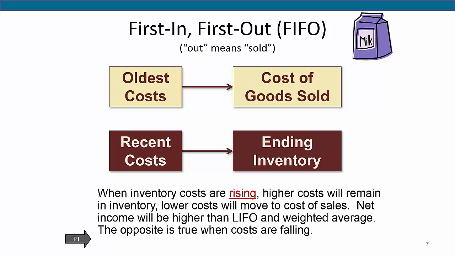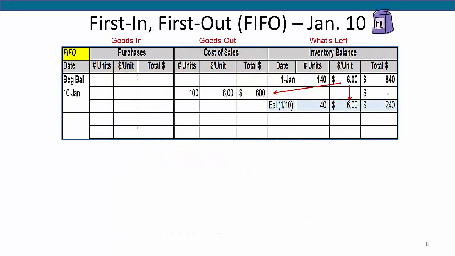Net income will be higher than under LIFO and under weighted average. And the opposite is true when inventory costs are steadily falling, as we'll see in our example. To best remember FIFO, think about how a grocery store wants to sell its milk and meat, wants to sell the earliest purchases first.